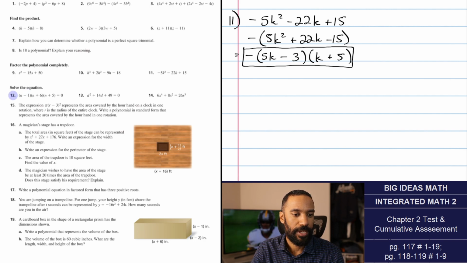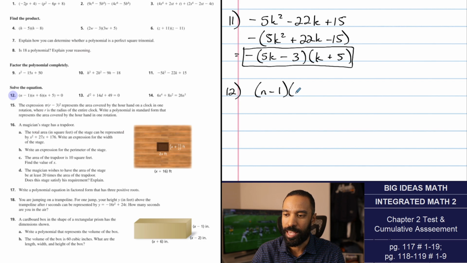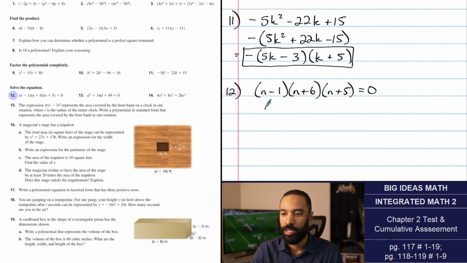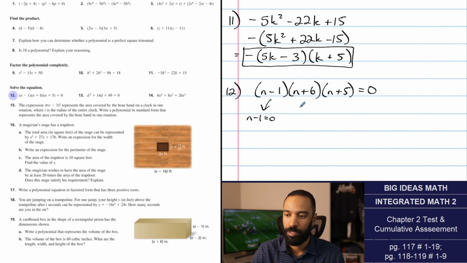All right, we're going to solve some equations on numbers 12, 13, and 14. Number 12 is set up for us to solve right off the bat because it is already factored. Factored means we have a product, and a product set equal to 0 is well on its way. We will use the zero product property. If n minus 1, times n plus 6, times n plus 5 equals 0, then either n minus 1 equals 0, or n plus 6 equals 0, or n plus 5 equals 0.